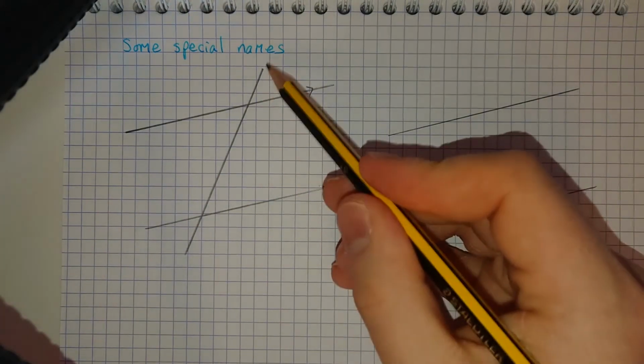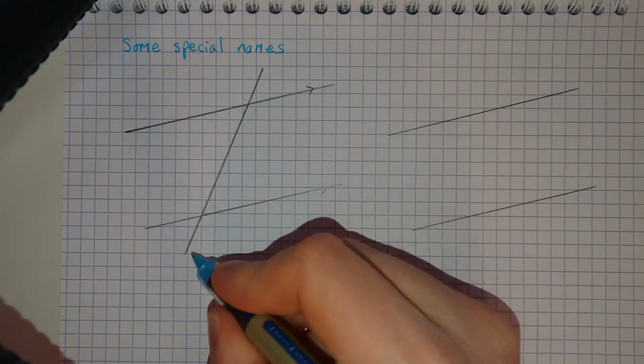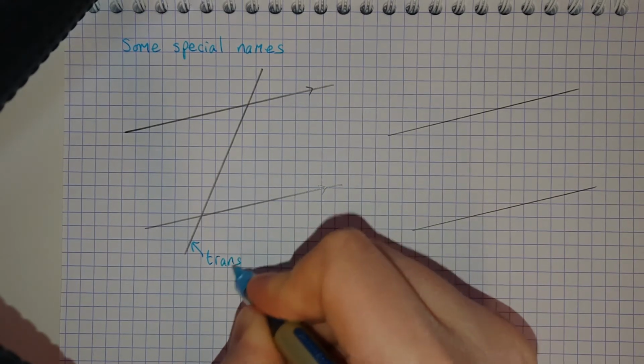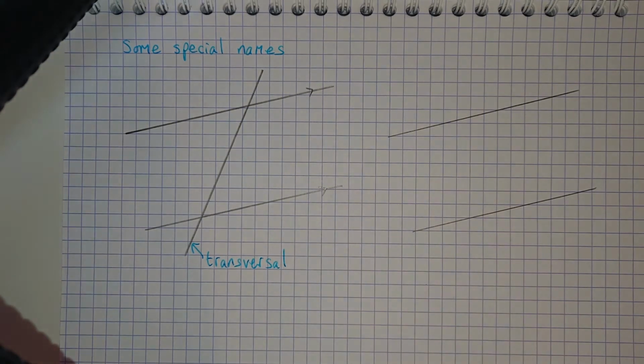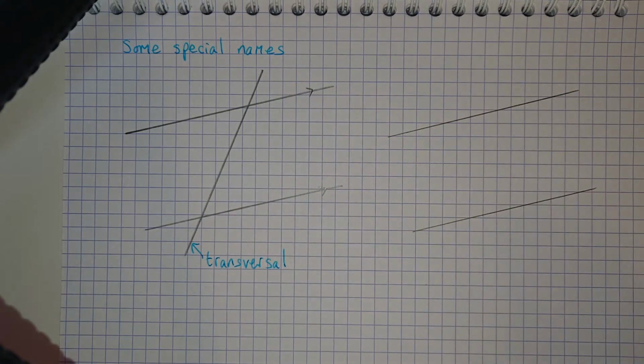A line that cuts through parallel lines has a special name. It's called a transversal. Like so. The noun is a transversal. This is a transversal. I can also use the adjective form and say this is a transverse line, like you can have diagonal. This is a transverse line. It is a transversal. Okay.